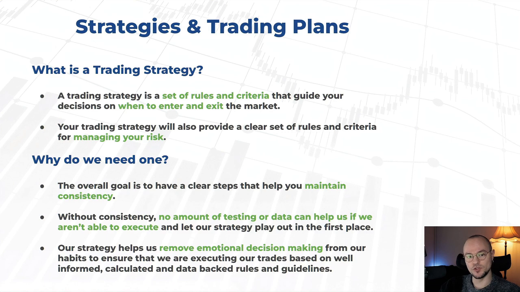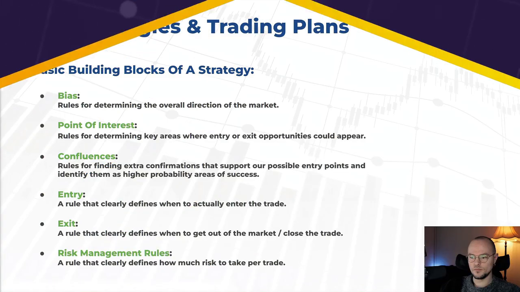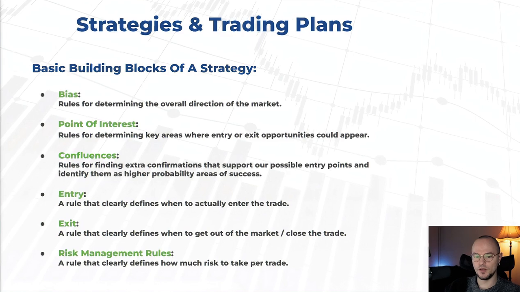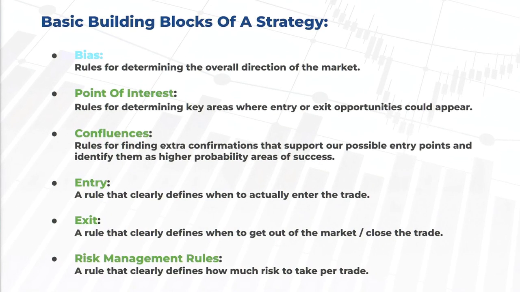Now, let's move on and just talk about what are the basic building blocks of a strategy. So, what could be some of the basic building blocks of a strategy? Now, this can vary from person to person, but here's a typical idea of what a trading strategy could contain. So, first off, we have our bias. The bias is the rules for determining the overall direction of the market. To do this, we could be using trends or looking at support and resistance in the market on higher timeframes, for example.